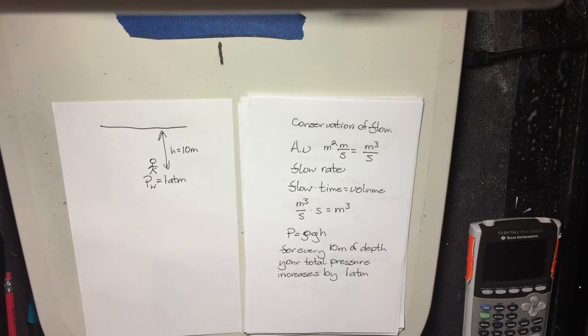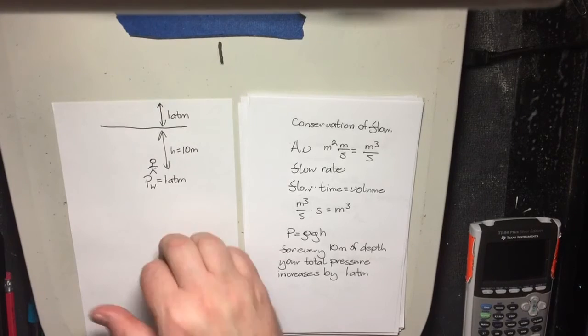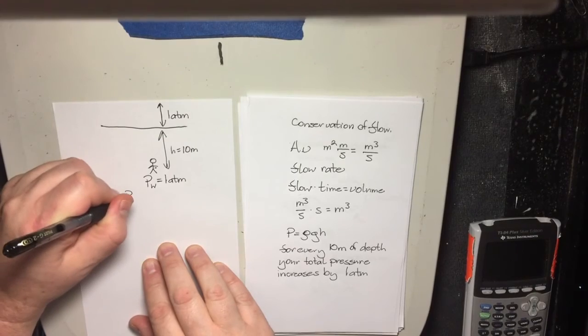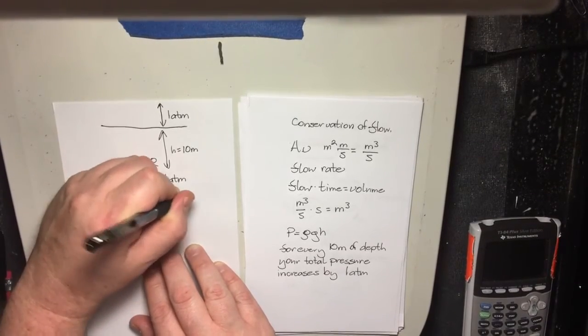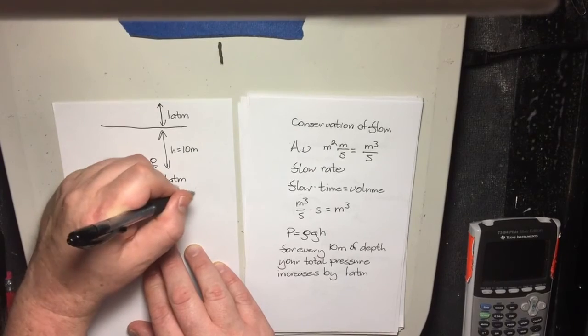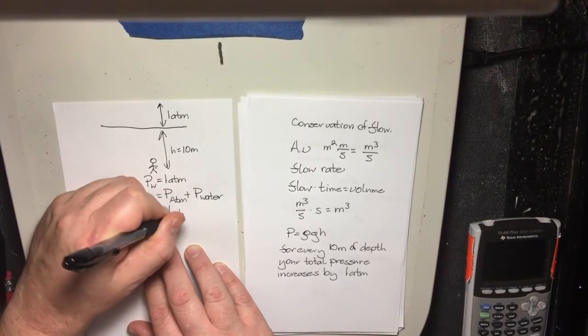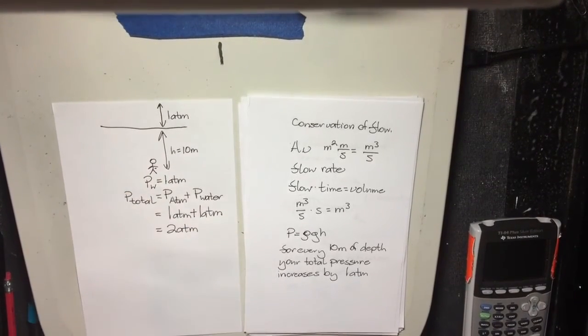Now, just like those kids piling up on top of me, you have to count all the kids. When you're a scuba diver, you also have to count the pressure of the air pushing down on the water. So when you're at 10 meters underneath the surface, the total pressure is atmospheric pressure plus pressure due to water. So this becomes 1 atmosphere plus 1 atmosphere, or 2 atmospheres. So if you're 10 meters underwater, your total pressure is 2.